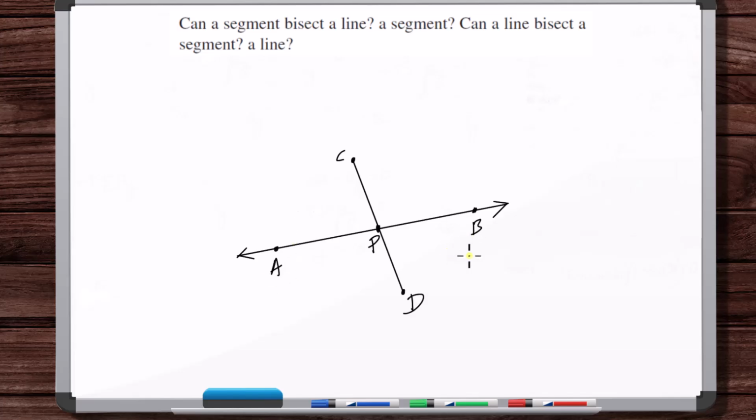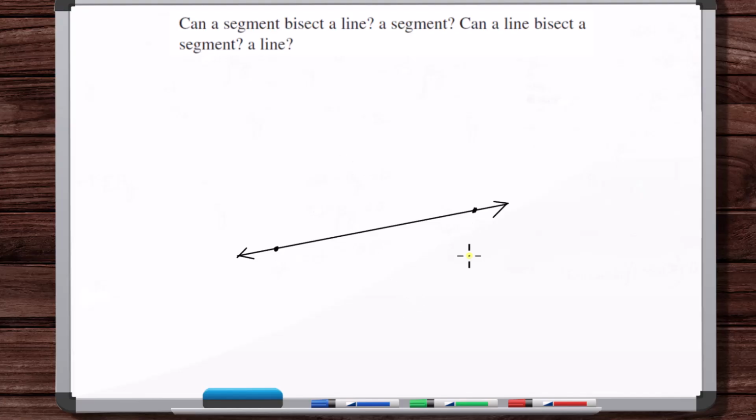So a line is extending infinitely in both directions. Infinity is not a number. You can't say we're going to go through the line at infinity divided by 2 or something. That infinity is not a number. So no, you can't bisect a line because a line has no unique length. So no, you can't bisect the line.